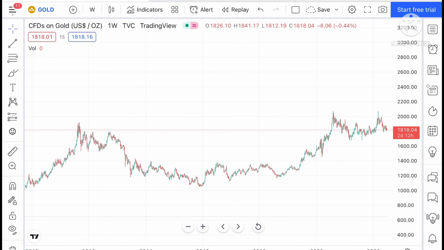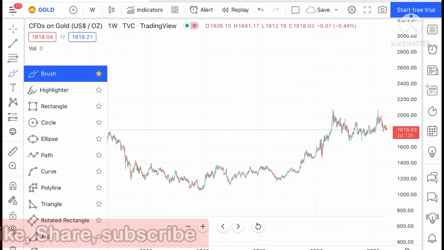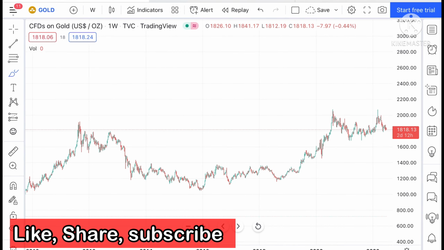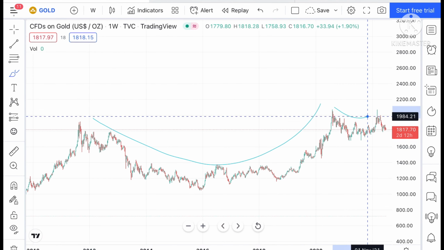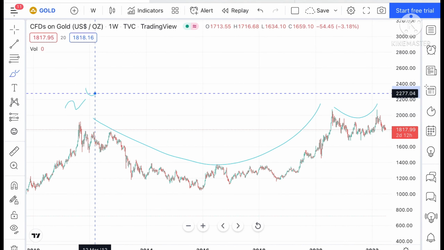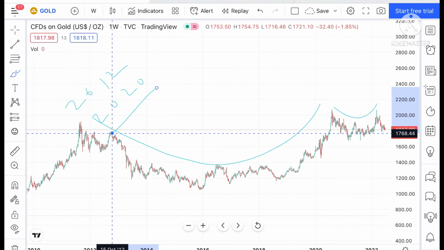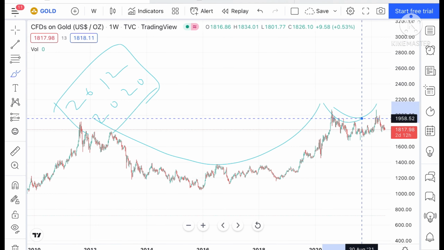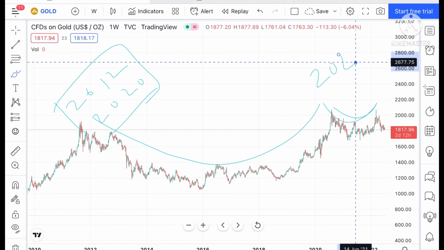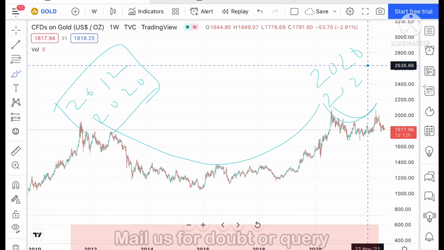See, if you look at the chart of gold, what we can see is that gold had formed two patterns. Okay, the first one is this pattern and the second one is this pattern. This pattern is from 2012 to 2020, and this particular small pattern is from 2020 to 2022.